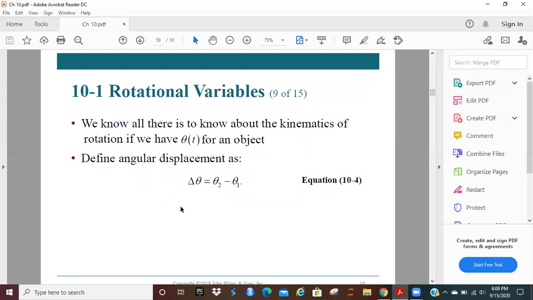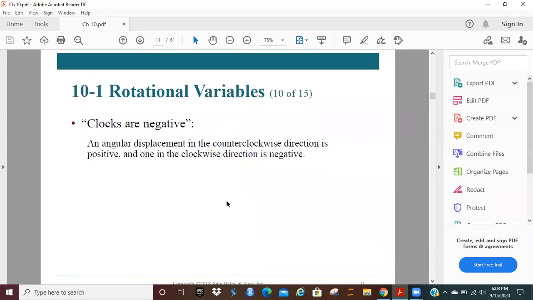So we know all there is to know about the kinematics of rotation if we have theta as a function of time for an object. We're going to define displacement as the angle at which it stops minus the angle at which it starts. That's going to be the change in theta. Clocks are negative. What that means is that an angular displacement in the counterclockwise direction is positive, and one that goes in the clockwise direction, following the arms of a clock as they rotate and track time, is going to be considered negative.